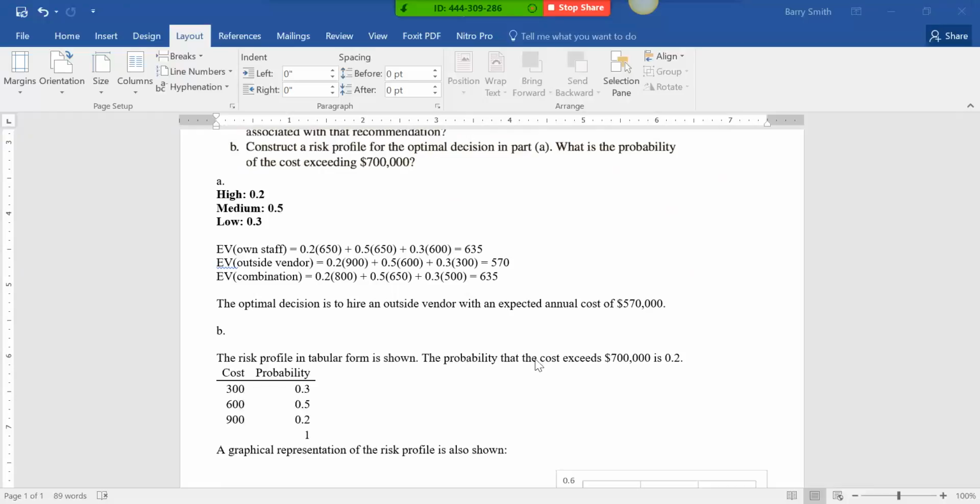Now, the probability that it exceeds $700, well, up through 600, it's 0.8. So then exceeding that would be 0.2. So anything over that would be 0.2. And so that's what the probability that we exceed $700 is.